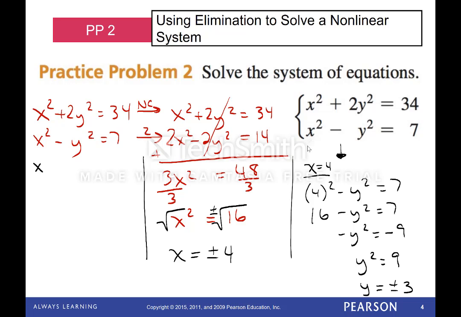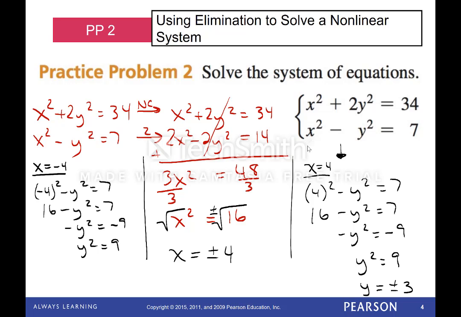I'm going to plug in a negative 4. And you know, when you are squaring something, the negative is actually just going to go out. So negative 4 times negative 4 is 16. And then we subtract 16 gets you a negative 9 and drop the negative signs and we get an answer of plus or minus 3 as well.